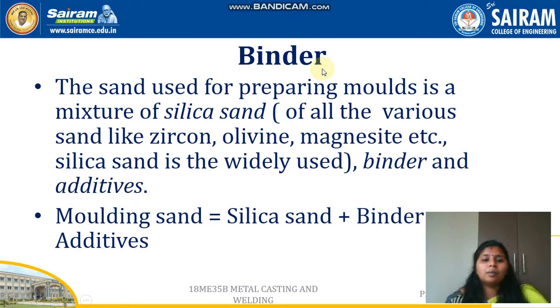The next one is binder. For a sand to be used for molding or casting, it is incomplete if we take the sand alone. There should be some binder and additives. Here you can see molding sand: it is a combination of sand plus binder plus additives. So what is a binder? The sand used for preparing the mold is a mixture of silica sand, binder, and additives.